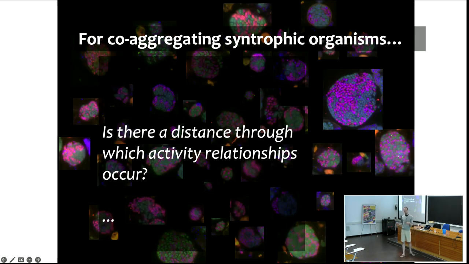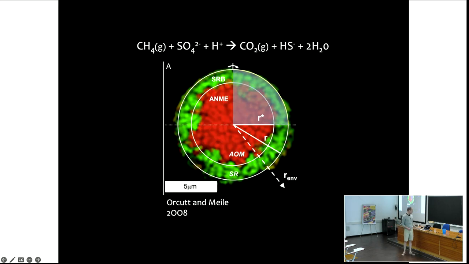We started trying to look inside of the consortia specifically and start to think about distance-activity relationships. That's illustrated nicely in this picture from Beth Orcutt and Christophe Millet. Think about these cells packed in like this. You find consortia that look like this. You might think that the cells in the interior are at some sort of a disadvantage compared to the cells that are right at the interface of their syntrophic partner.